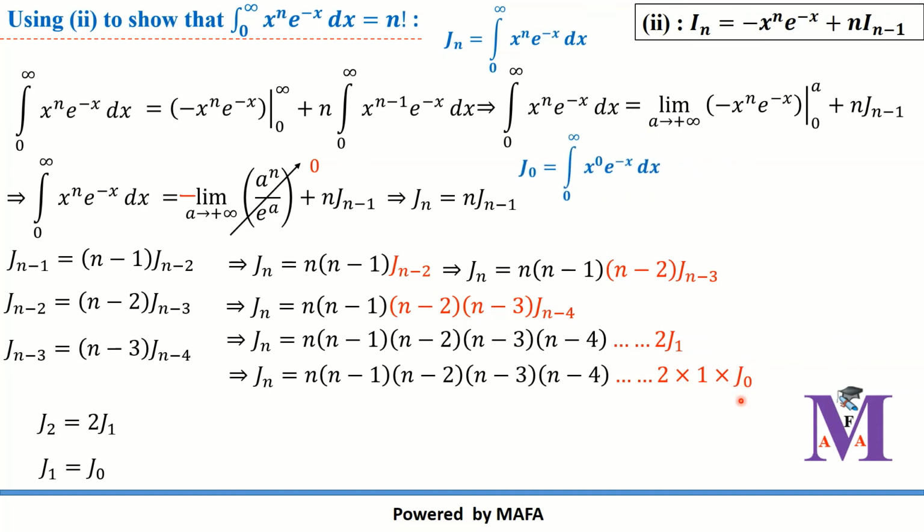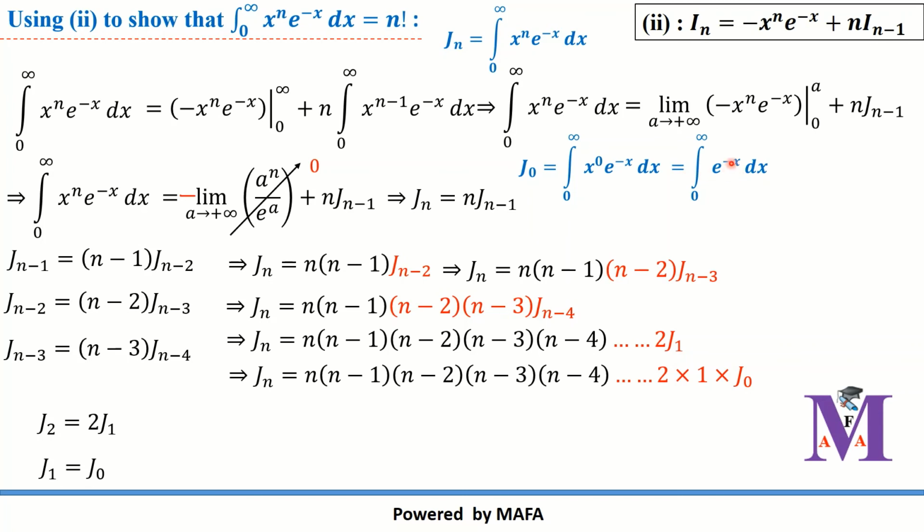Okay, so my j0, I just come to jn, I replace n with 0, so I get x raised to the power 0 times e to the negative x dx. Alright, so x raised to the power 0 is 1, since x is different from 0. So I get j0 as an integral from 0 to infinity of e to the negative x dx. This is also an improper integral.